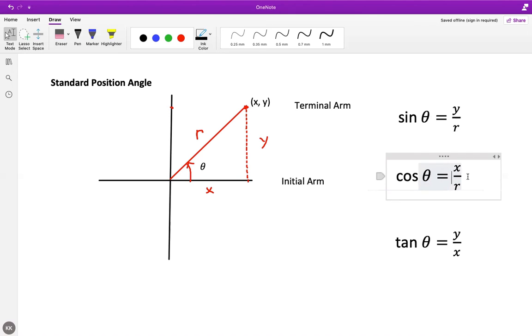Cosine theta, originally adjacent divided by hypotenuse, this time we use x to replace the adjacent side and r to replace the hypotenuse. For tangent theta, we use y to replace opposite and x to replace adjacent. This is a new formula you need to be familiar with. I will be using these three formulas to show you why sometimes we get negative values. See you in the next video and you will know the reason why.